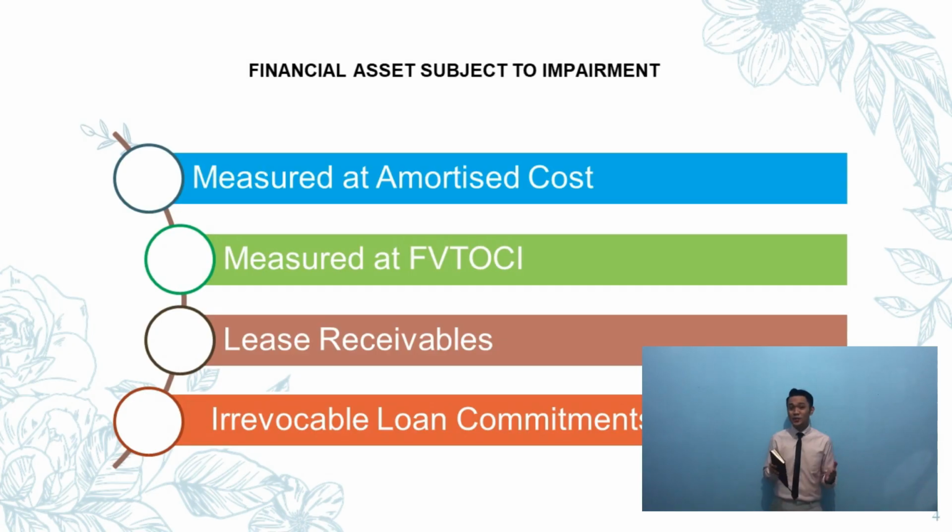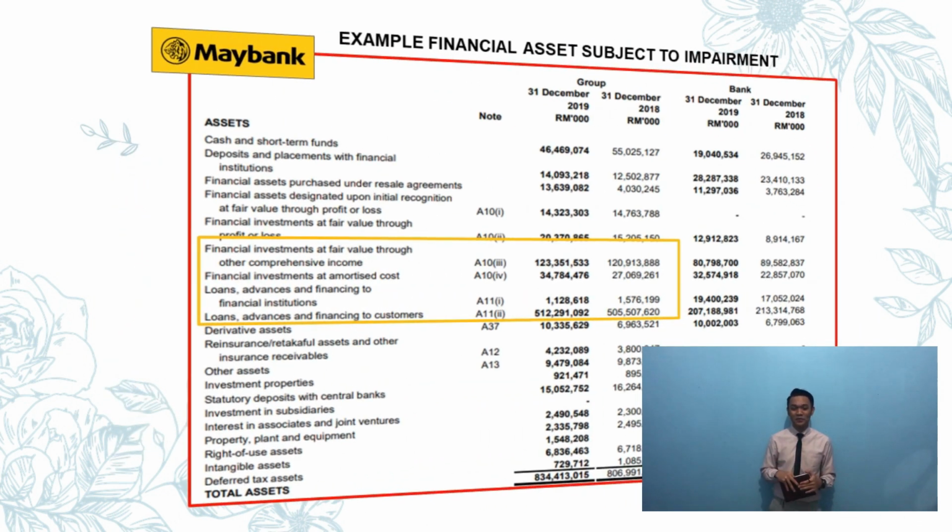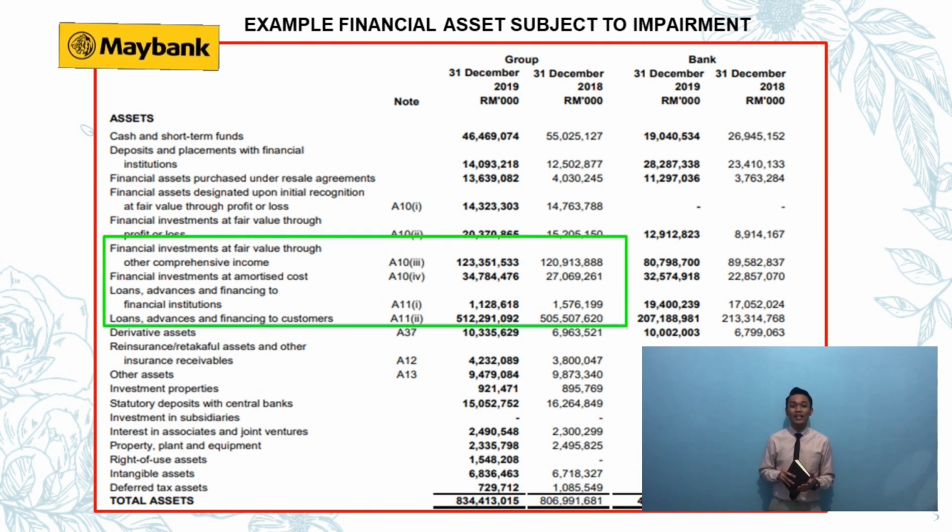To make it clearer, I bring to all of you an example from Maybank Berhad. As you can see, in the highlighted box is the item that needs to be impaired of Maybank Berhad. As I promised to you, Zack and all the audience, here I bring to all of you the elaboration of the lifetime expected credit losses approach in each stage.